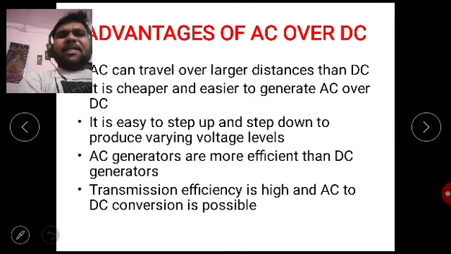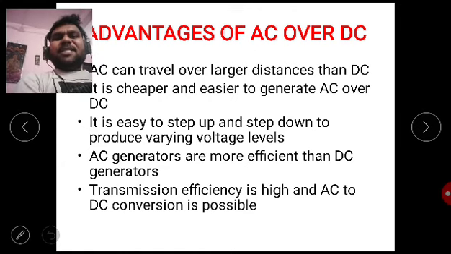Another advantage of AC over DC is that AC can be easily stepped up and stepped down to produce varying voltage levels. When we transmit AC over long distances, we may need to increase the voltage, which is called stepping up, and we may need to decrease the voltage, which is called stepping down. Stepping up and stepping down is possible for AC, but DC is provided at one voltage level only. Also, AC generators are more efficient than DC generators.